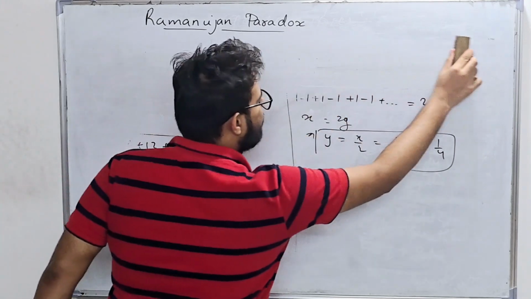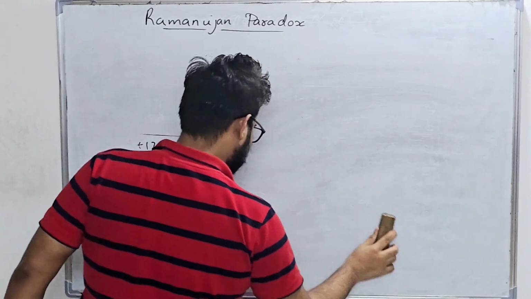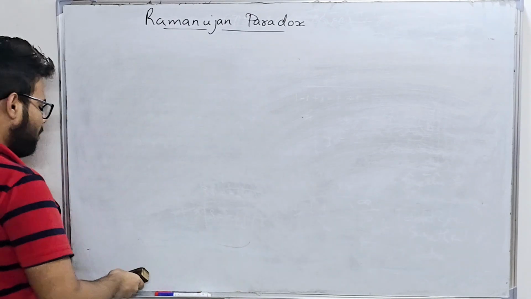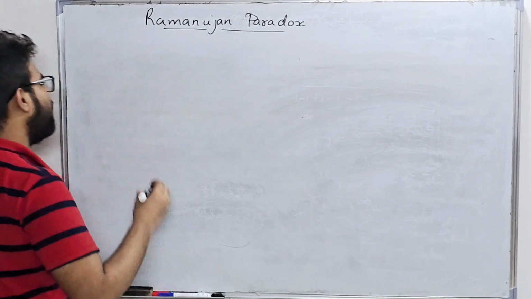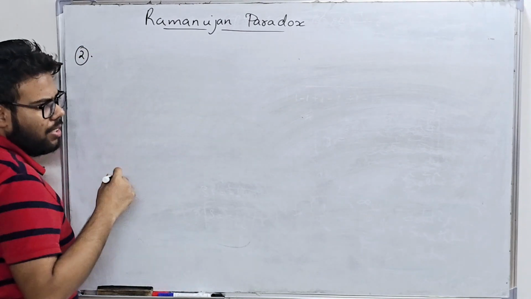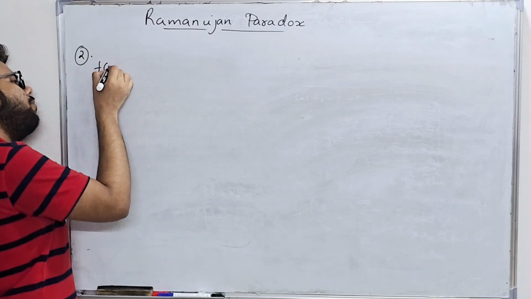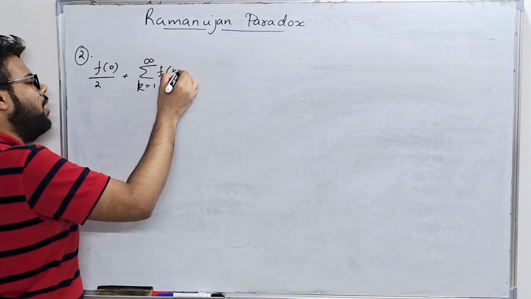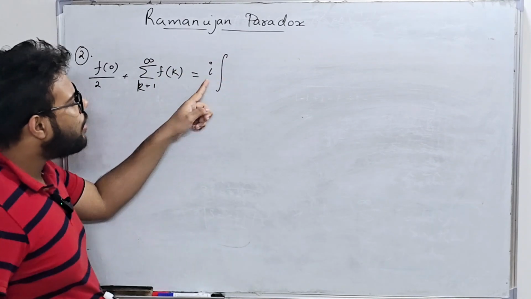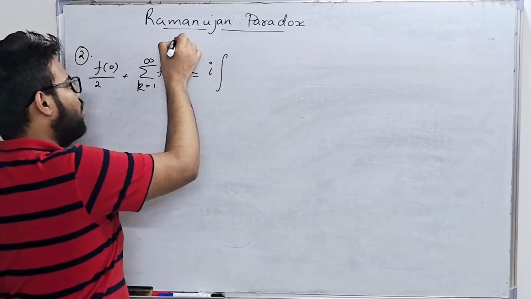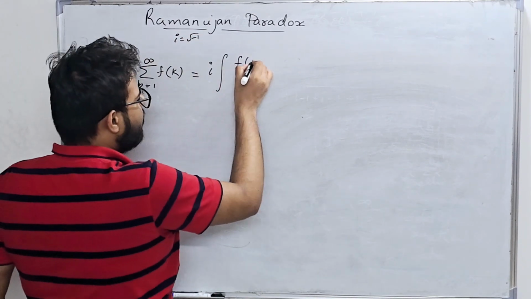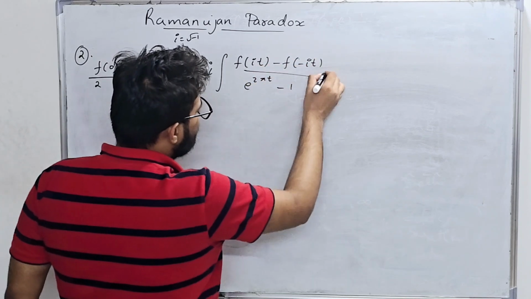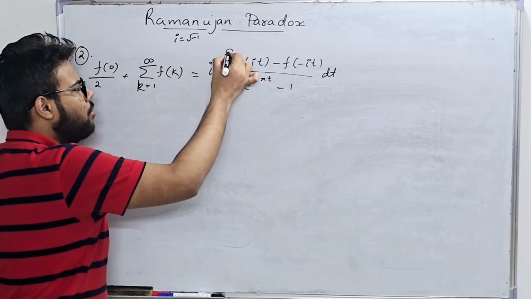So coming on to the next proof, which is rarely used, but it is a better proof basically, in my opinion. And in this we will use this formula: f(0)/2 plus the sum from 1 to infinity equals i times, where i is the square root of negative 1, the integral from 0 to infinity of (f(it) minus f(minus it)) upon (e to the power 2 pi t minus 1) dt.